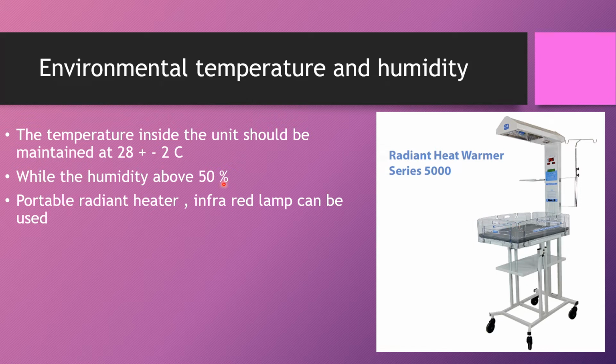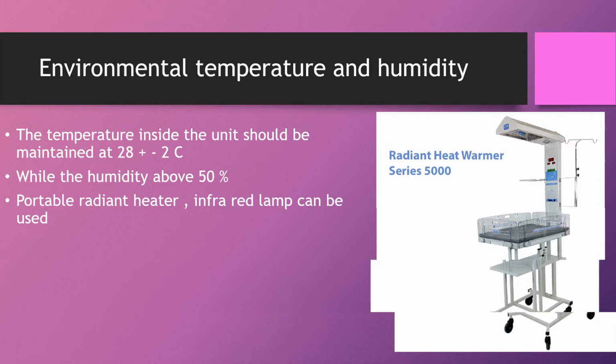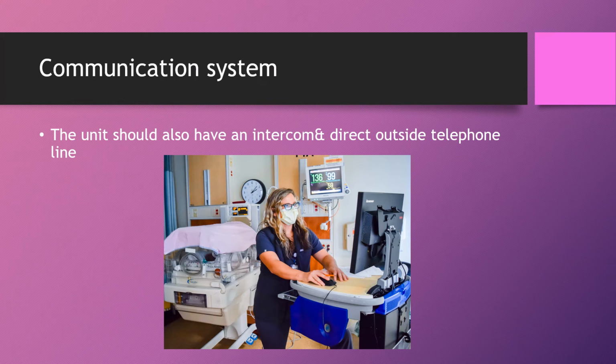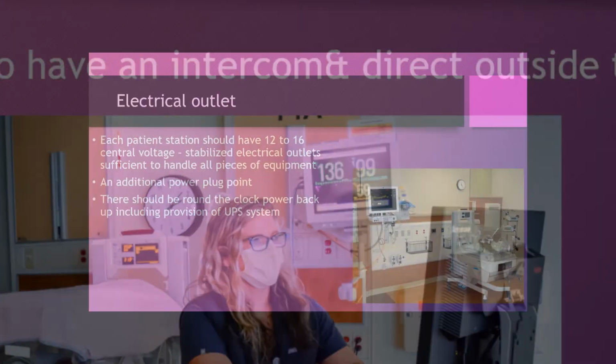Okay, next, a humidity level above 50 percent is needed in the NICU. A portable radiant heater or infrared lamp can be used to maintain the environmental temperature in the NICU. Then communication system: I already told you inside the campus there will be an intercom or landline phone to contact the neonatologist or any other personnel.